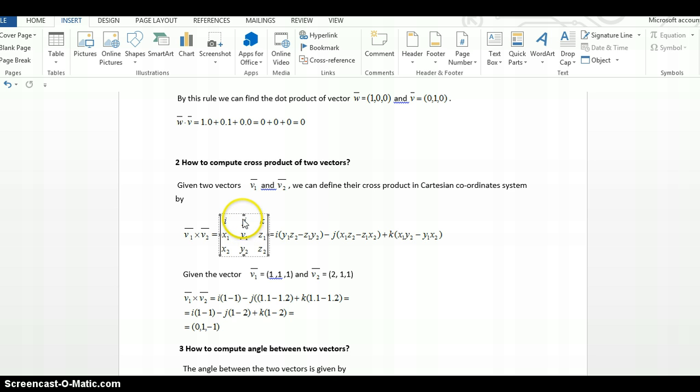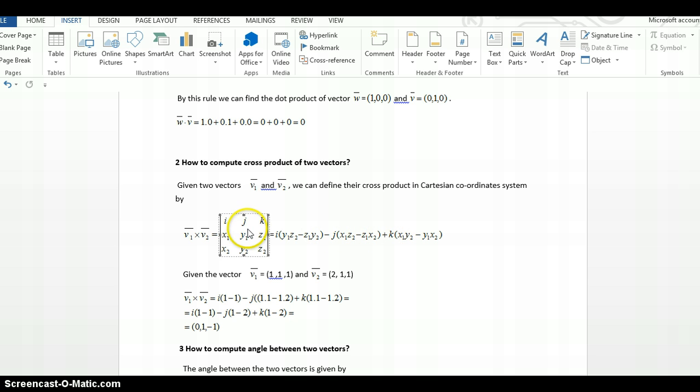Then in the second, I delete this row and this column. Then I'll be having x1, x2, z1, z2. Then I do the crossing between x1 and z2 and z1 and x2. Then I take the difference between them, x1 z2 minus z1 x2. So I multiply the resulting answer by minus j.